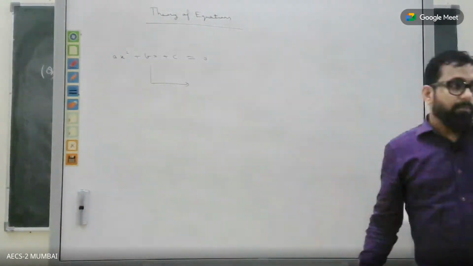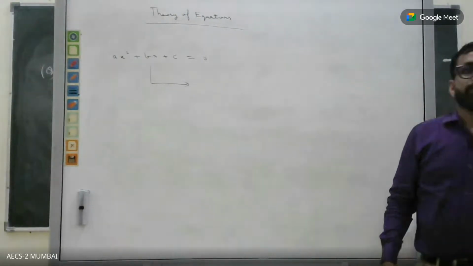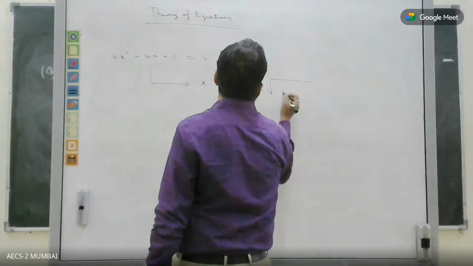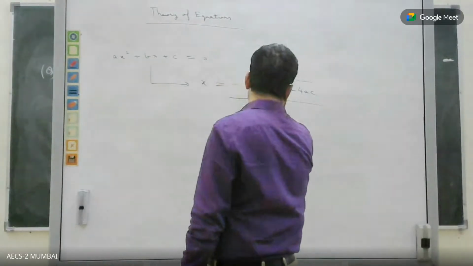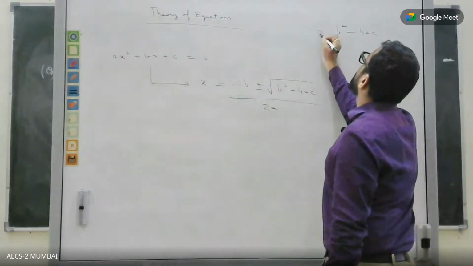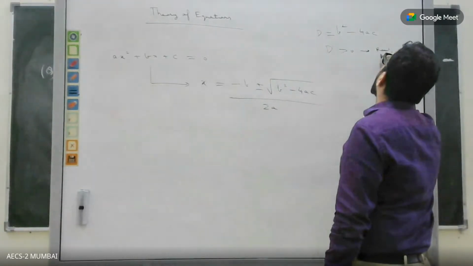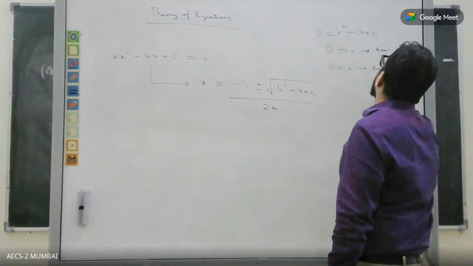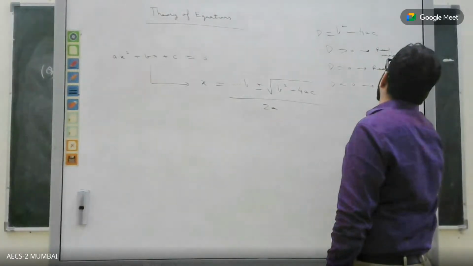What is the formula? Tell me. x is equal to minus b plus minus root of b square minus 4ac, over 2a. Now boys, b square minus 4ac is important. Discriminant: D greater than 0, real and unequal. D equal to 0, real and equal, right? D negative, imaginary.